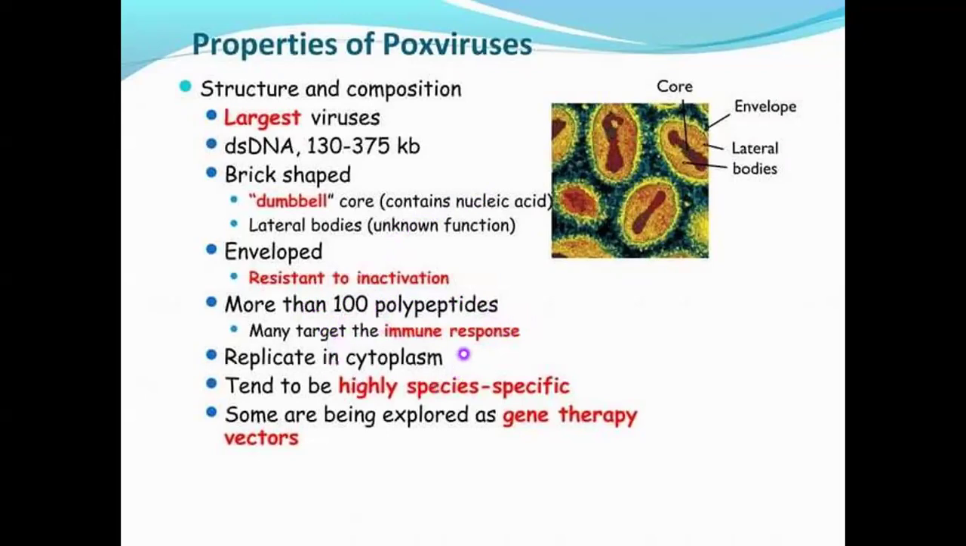Then it replicates in the cytoplasm. Remember, we said all DNA viruses replicate in the nucleus except the poxvirus. Remember my mnemonic for remembering? Pox is out of the box. So the box in that case is the nucleus. It tends to be highly species specific, meaning that one will affect human beings, another will affect a certain species. Some are being explored as gene therapy vectors.